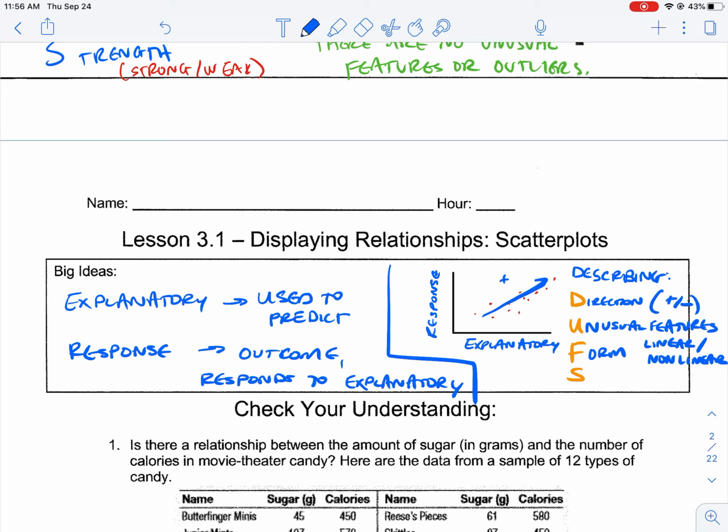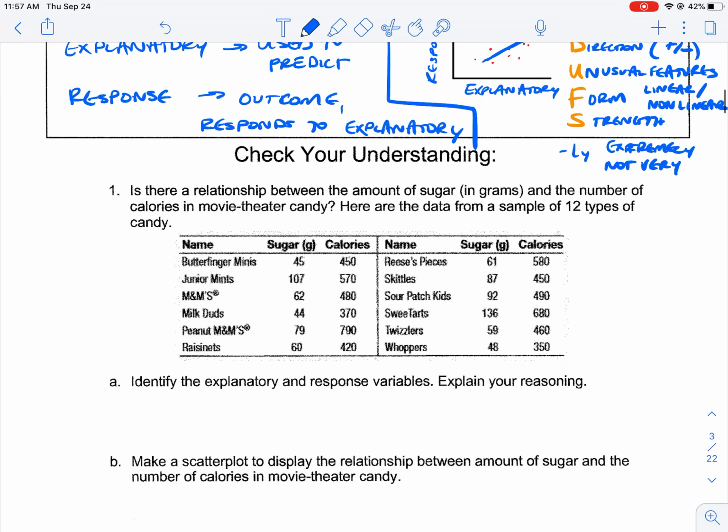So in this case, you see how the dots go up and to the right. So this would be a linear form. And S is the strength. In this we want to use "ly" words, like extremely, not very, slightly, "ly" words to describe that strength.